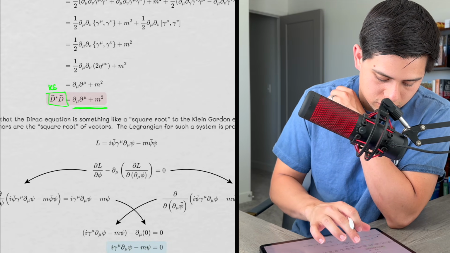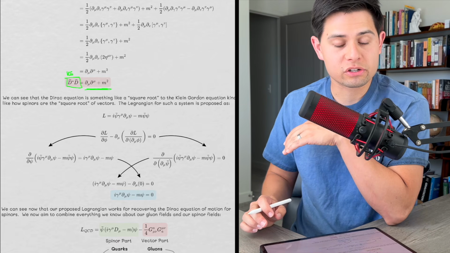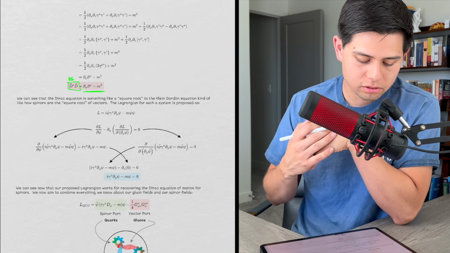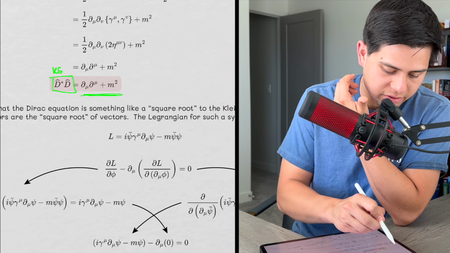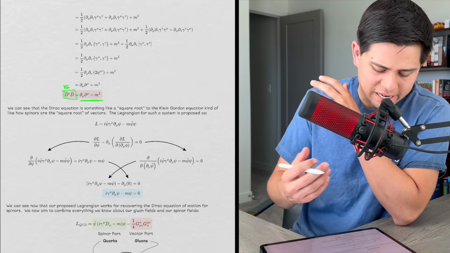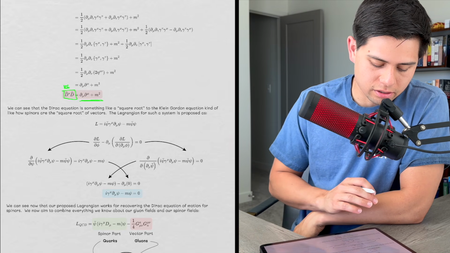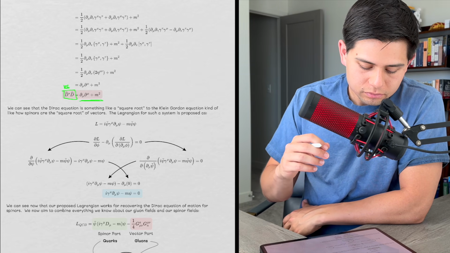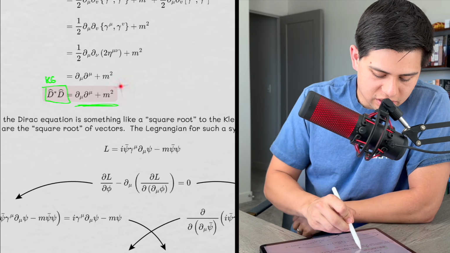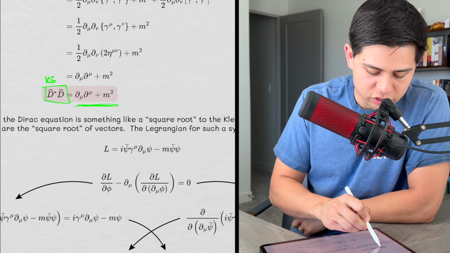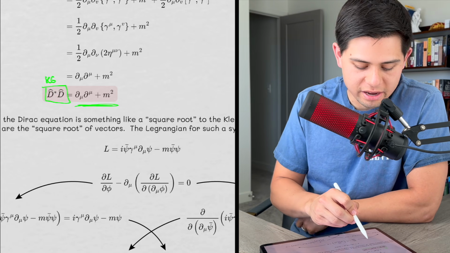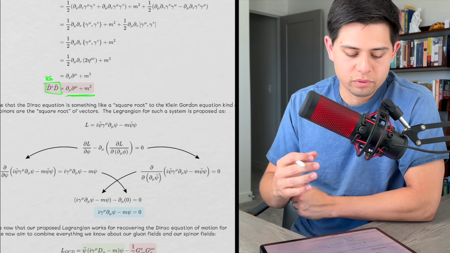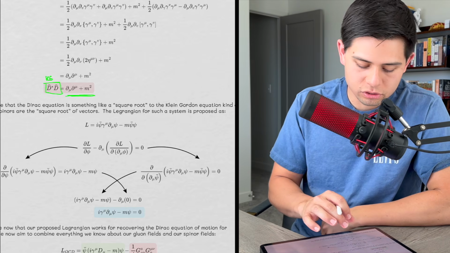And so we can see that the Dirac equation is something like a square root to the Klein-Gordon equation. Not really, because we have this thing right here, but it kind of looks like a square root thing going on. Kind of like how spinors are the square root of vectors. And so we can sort of see how the Dirac equation has similar oscillatory behavior to the Klein-Gordon equation when we apply its adjoint, right?